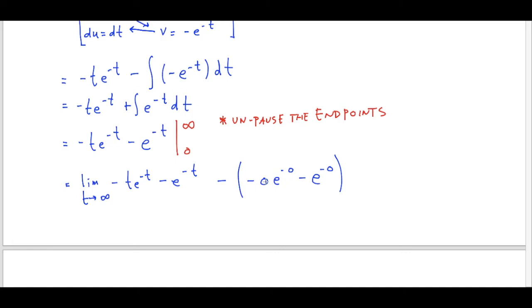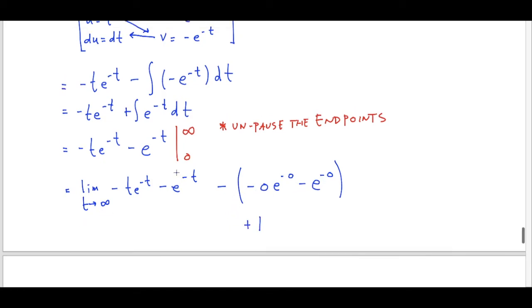This second quantity is a constant, and so I can just go ahead and simplify that. In fact, this is 0, this is negative e to the 0, so this is negative 1, so this will be plus 1. But to evaluate this first limit, it's a little bit more complicated.